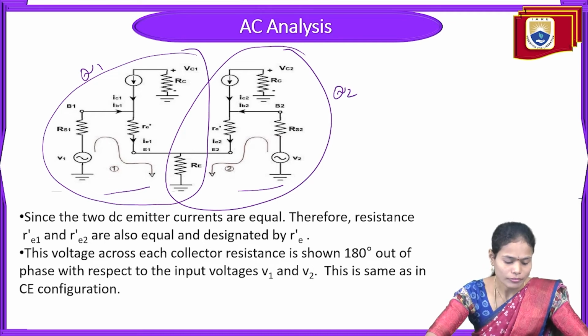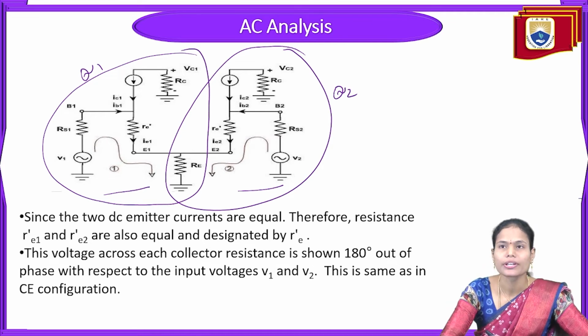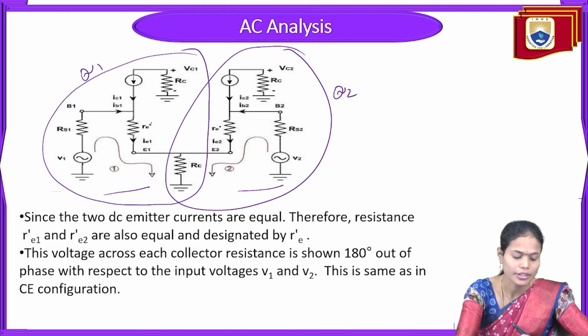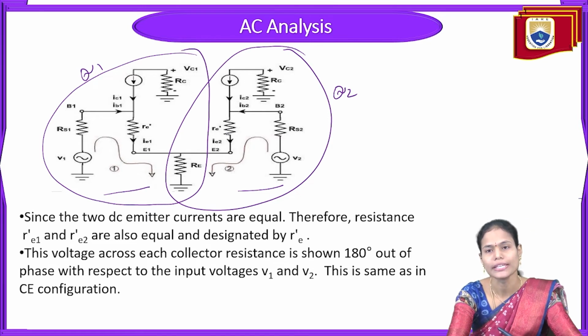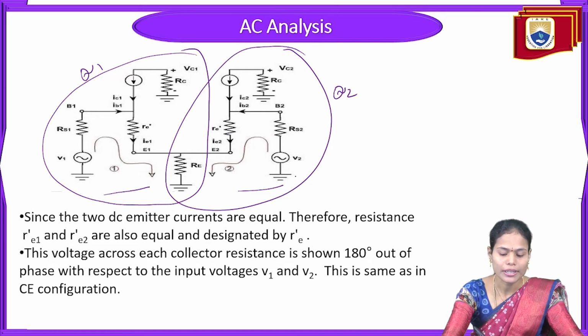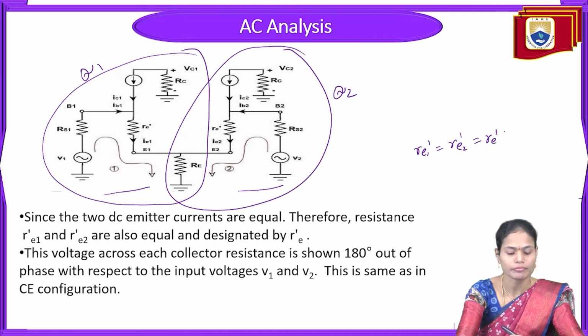Here the two DC emitter currents are equal. Therefore the resistances RE1 dash as well as RE2 dash are also equal. So we can replace RE1 dash as well as RE2 dash with RE dash here.